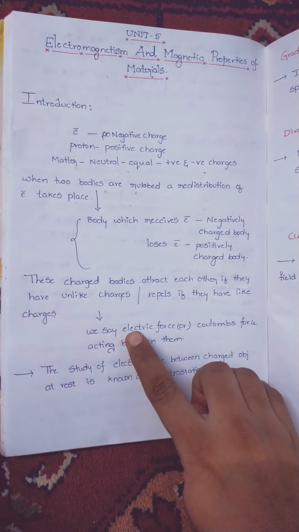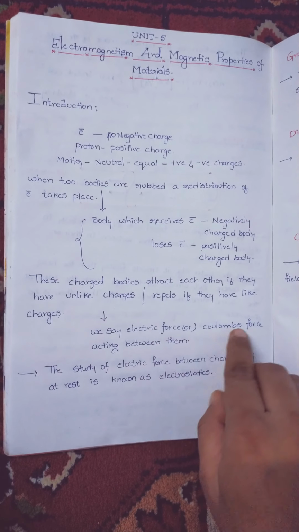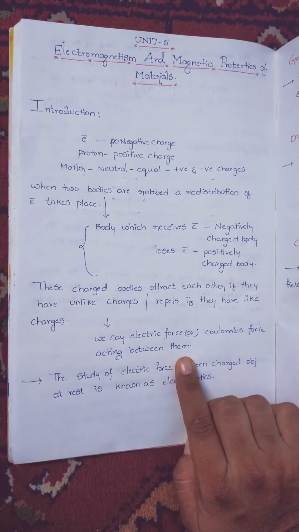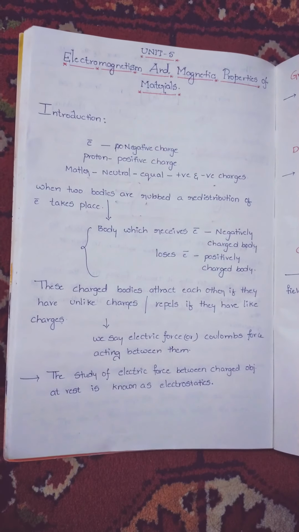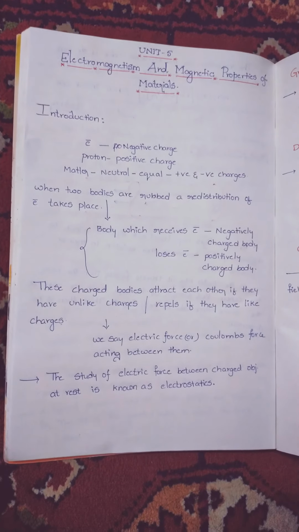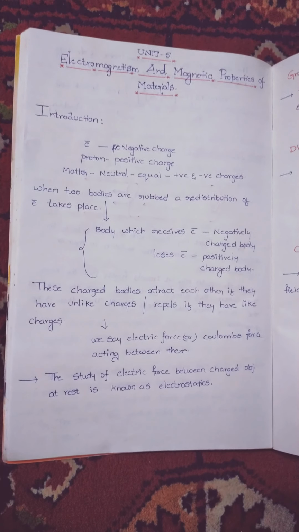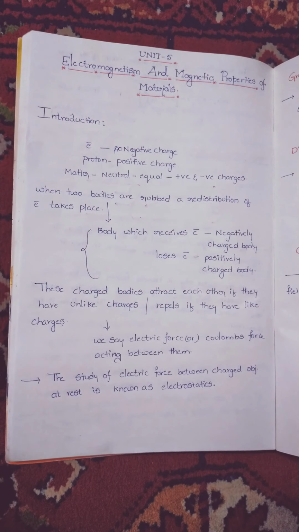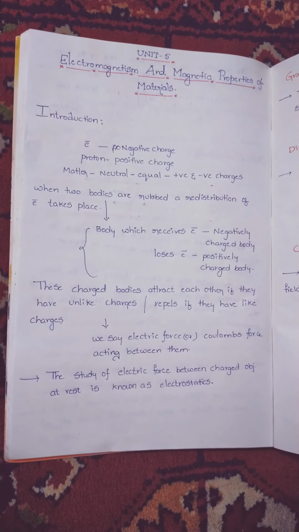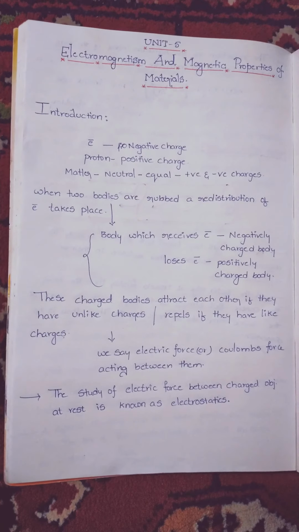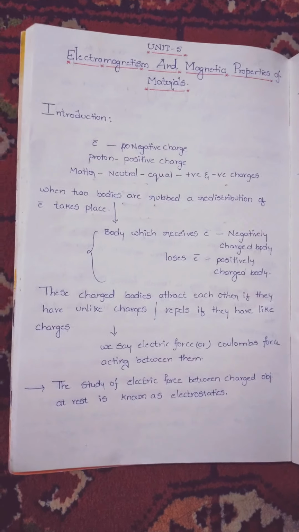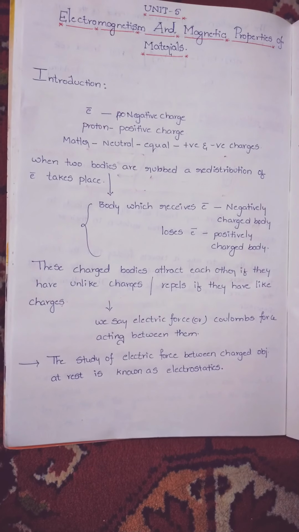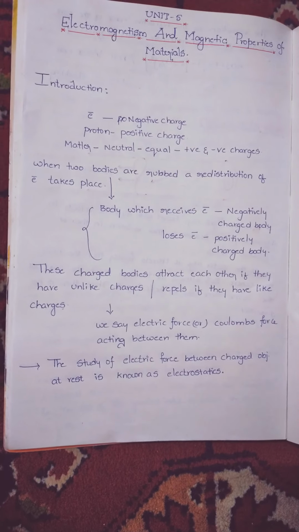So we can say an electric force or Coulomb force acts between them. When we place a negatively charged body with a positively charged body, we have some force between them. That force is called the electric force or Coulomb force. Now, the study of electric force between charged objects at rest is known as electrostatics.